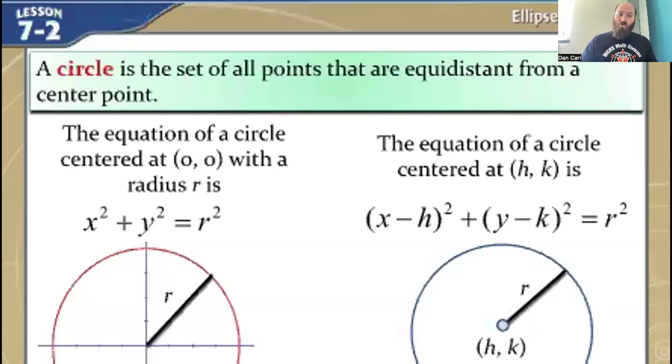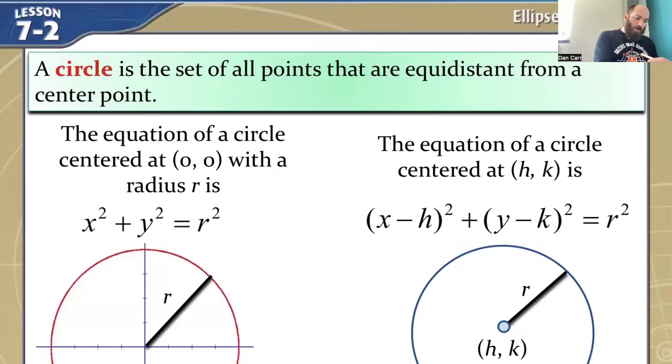Today we're looking at 7-2 day one. Our main focus is going to be ellipses, but we're going to spend a little bit of time on circles real quick. So as a reminder, a circle is a set of all points that are equidistant from a center point.